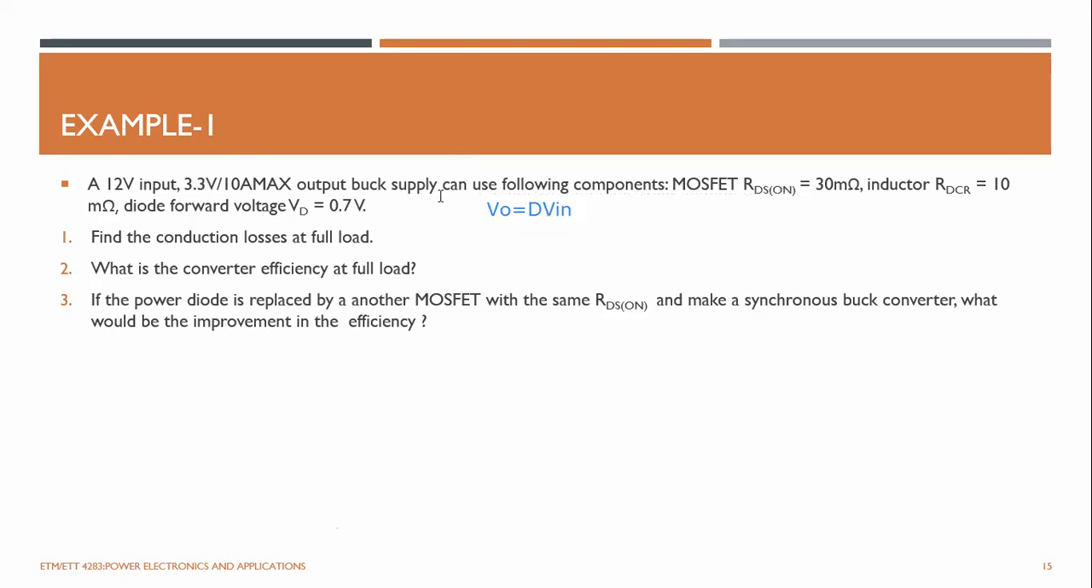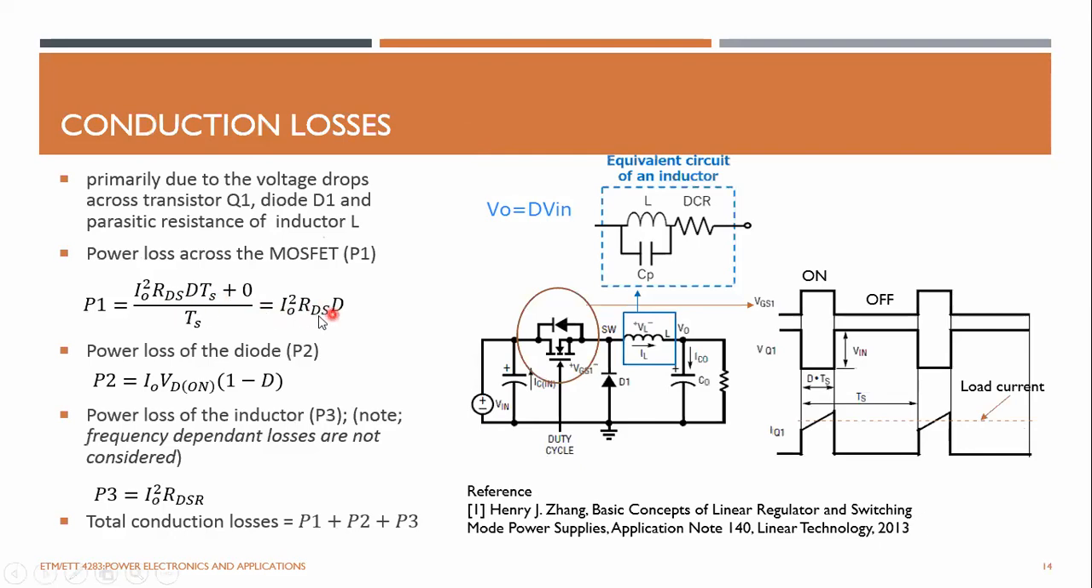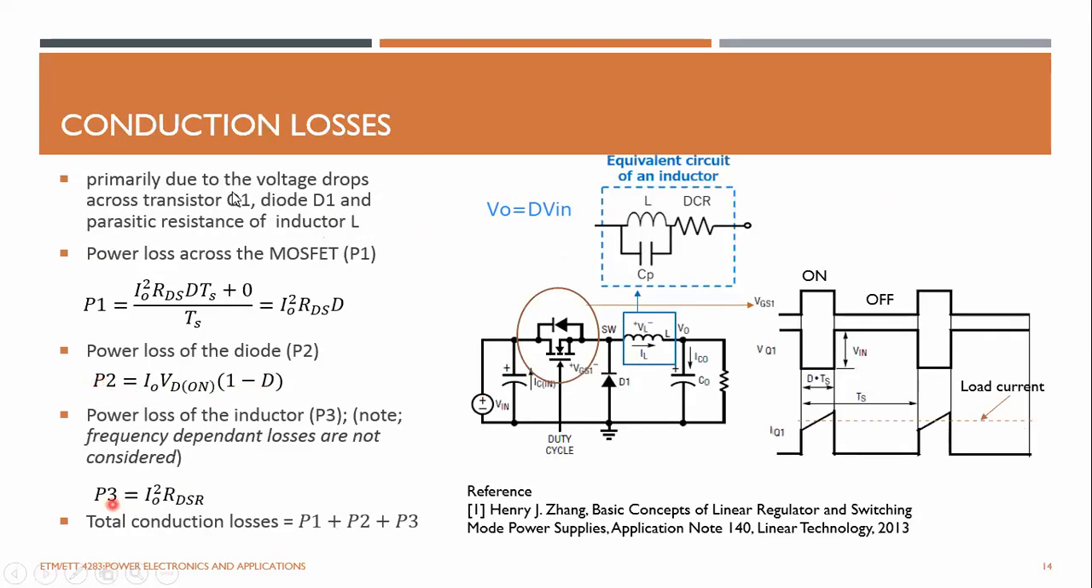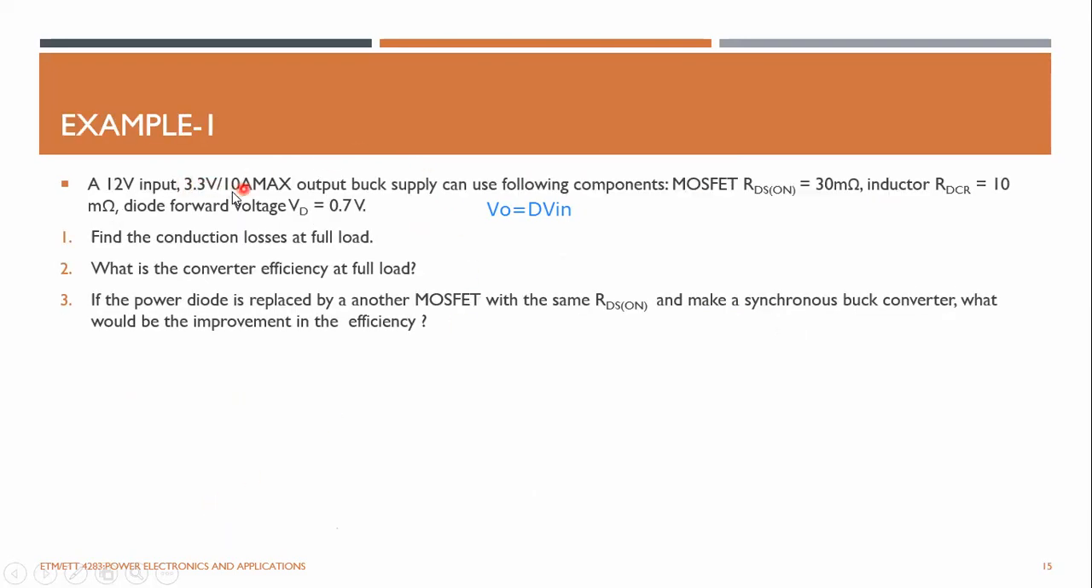Vout is 3.3 and Vin is 12 volts, so you can calculate D. If you know that, then you can substitute into this equation to get the power loss of the MOSFET. The power loss of the diode is simply, you know the D and you know the output current, and you know the voltage drop of the diode, that is 0.7. So you can get this P2 value. And the P3 value is I squared R, so 10 squared into the DCR, which is 10 milliohm.